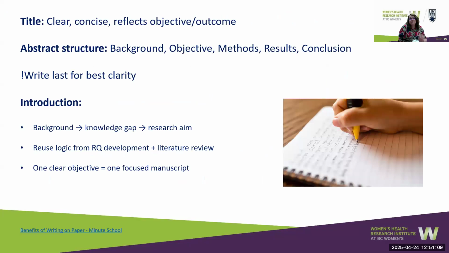So you need to come up with clear, concise titles that reflect your objective and outcome. Abstract depends on the journal, and you need to think about the journal you want to publish in advance, because as I said before in one of the lectures, different journals have different rules and what they want.